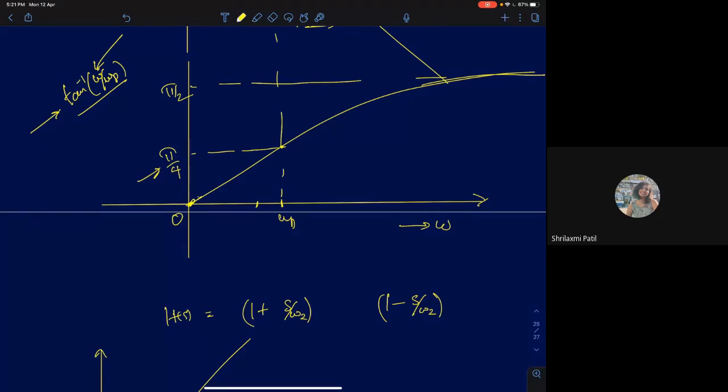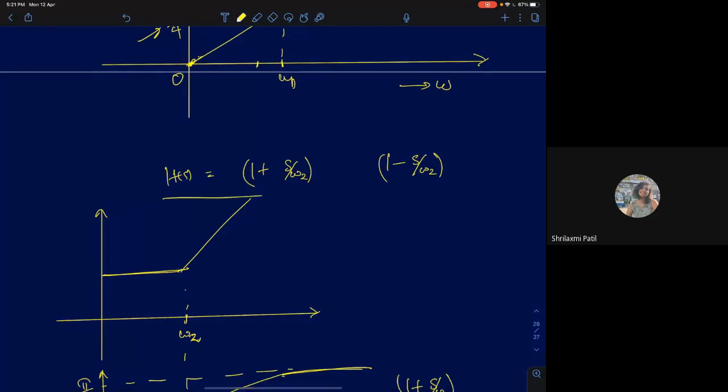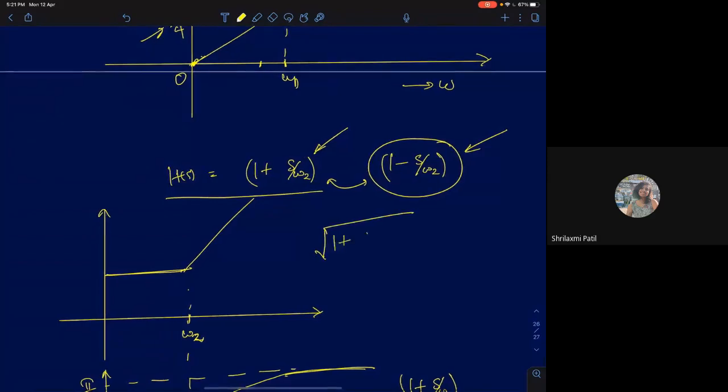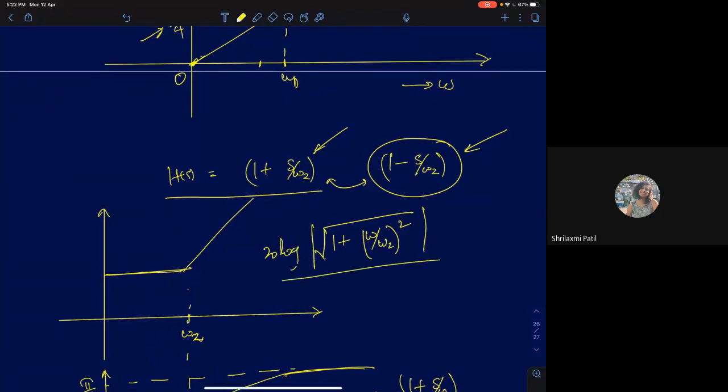The next function is a system with a left of plane 0. I'm going to plot for a system with a left of plane 0, 1 plus s by omega z, and a right of plane 0, which is 1 minus s by omega z. Okay, the magnitude response is the same for both. Magnitude response will be the root of 1 plus (omega by omega z) the whole squared. This is your magnitude response. Take 20 log of this, and we'll show the plot here.